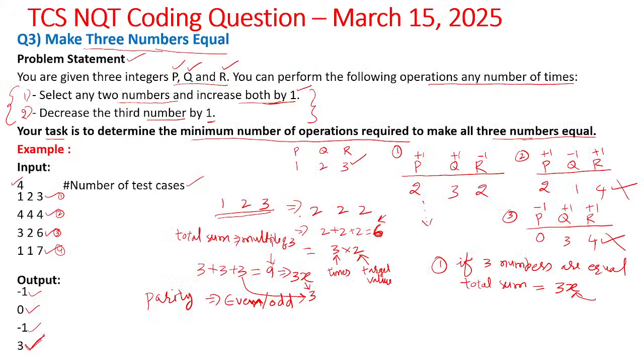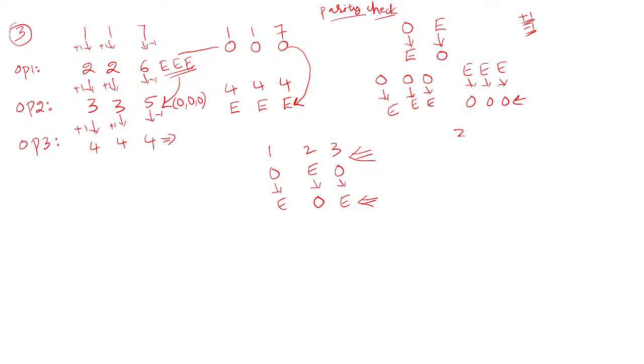From the examples you can consider, say 3 to 6. If you take the third example, 3 to 6, you can see here this is odd, this is even, this is even. So if you increment the first two, this parity changes to even, this parity changes to odd, and this parity changes to odd. So they never become equal.